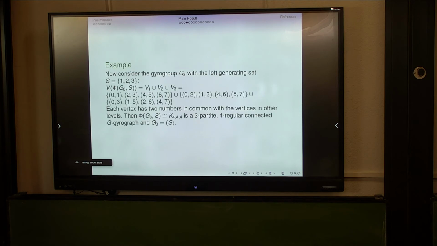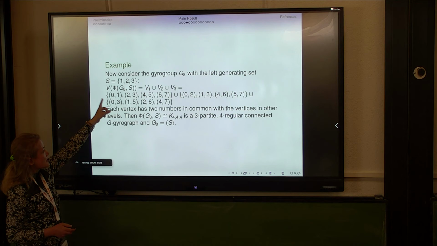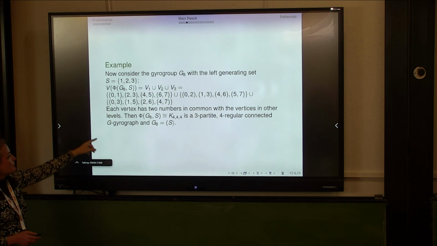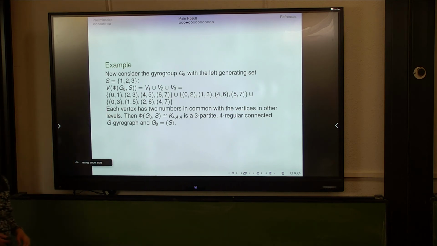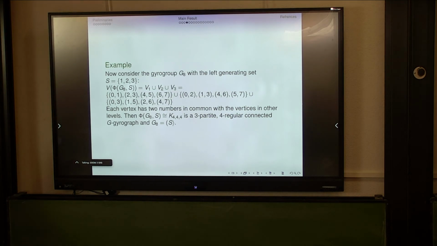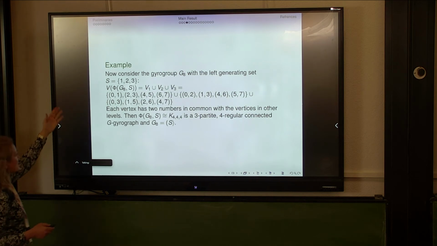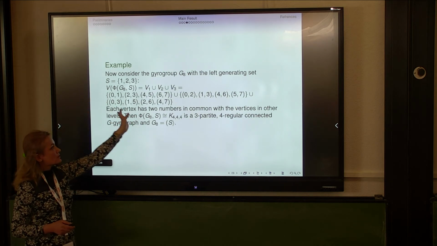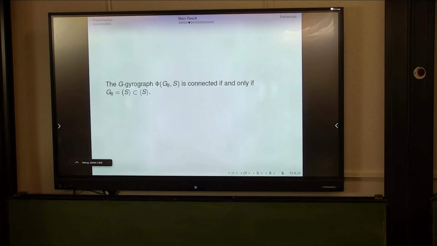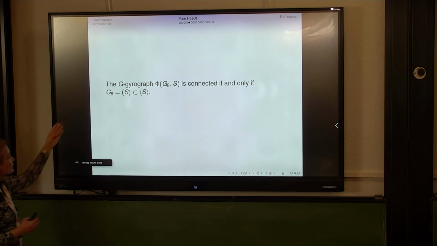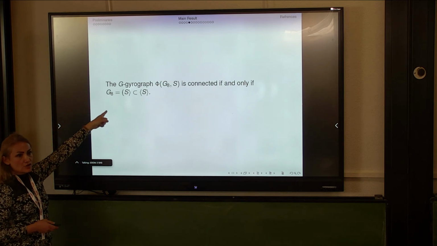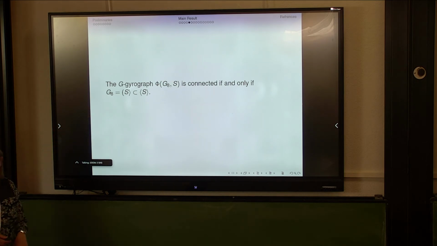Another example: here S has 3 elements, 1, 2, 3. And G8 is left generated again by S. You can see that this graph is again connected, 4-regular, and all vertices are such pairs, and since S has 3 elements, it has 3 parts. I believe that these are related: when the gyrogroup G8 is left generated by S, then the gyrograph would be connected.